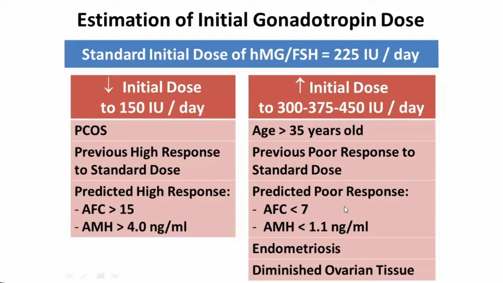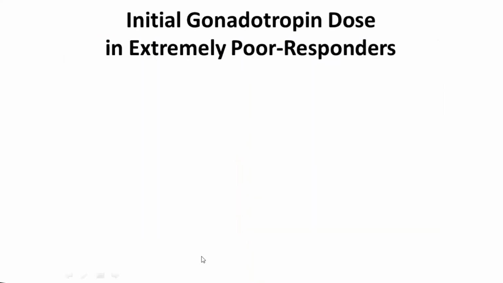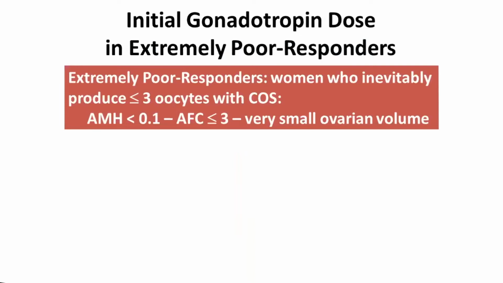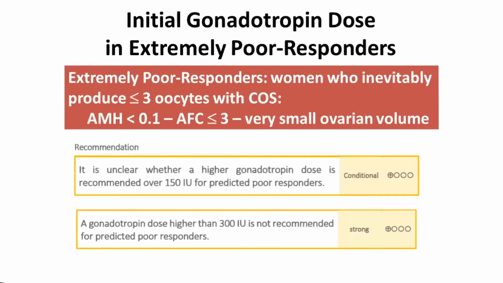But this needs some exception in women who are known to have extremely poor response, women who would inevitably produce less than or equal to 3 oocytes. That is, they are having AMH below 0.1, the intrafollicular count is below 3, or very small ovarian volume. Such patients would not benefit from high doses of gonadotropins.